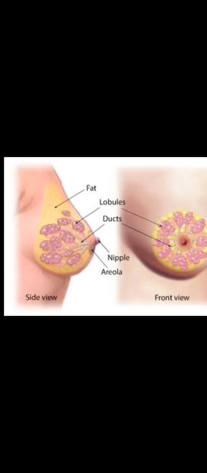Today we have discussed female reproductive organs, their definition, and their types, which are external and internal. External reproductive organs are also called vulva. They consist of mons pubis, labia minora, labia majora, clitoris, and vestibules. Then the next type is internal reproductive organs, which are vagina, uterus, fallopian tube, ovary, cervix, and breast. So that was all about our female reproductive organs.